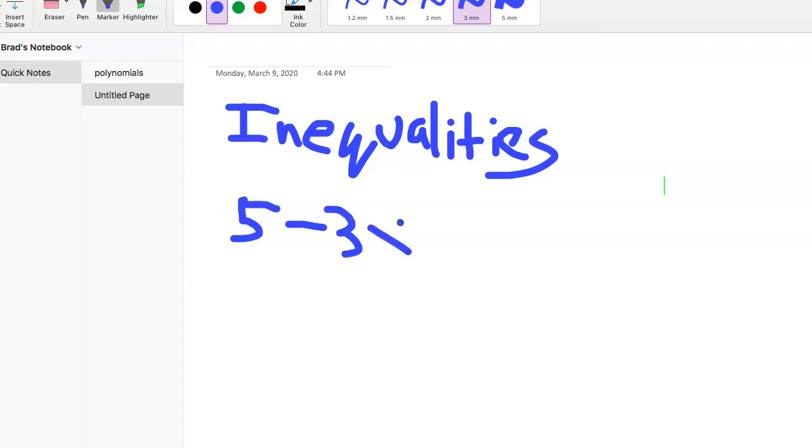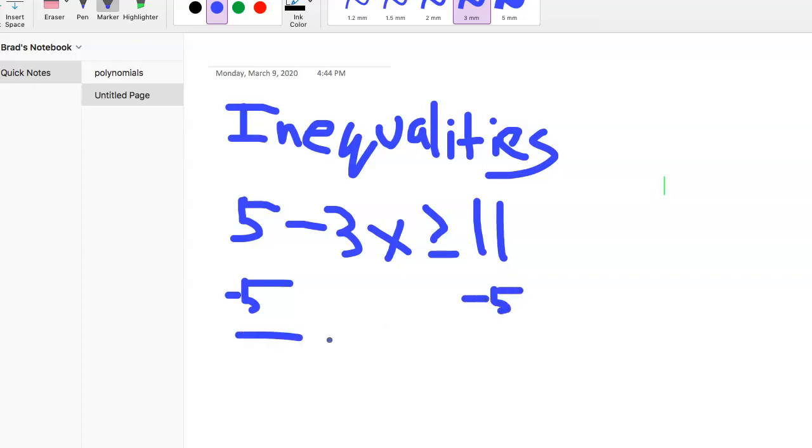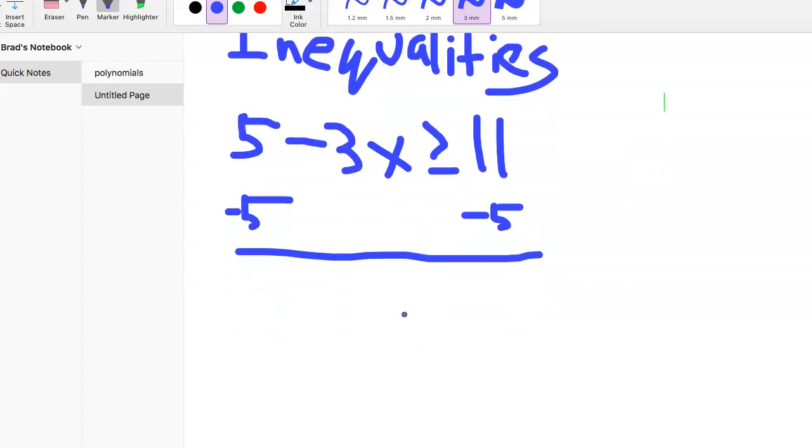Okay, we've got 5 minus 3x greater than or equal to 11. So remember, our first step is to get that -3x by itself. So we'll do that. Subtract 5 from both sides. Whatever you do to one side of an equation, you have to do to the other. It's pretty much always true. And then we're left with -3x is greater than or equal to 11 minus 5 is 6.